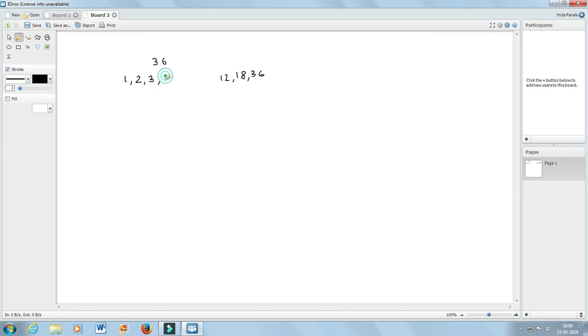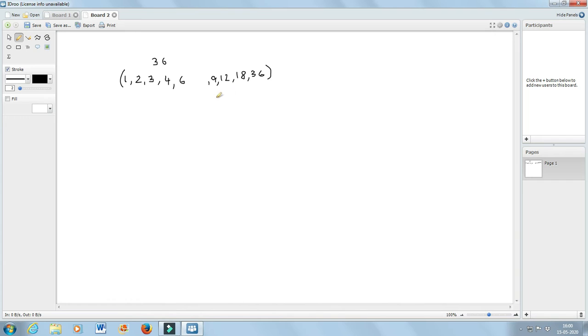Then I have 4, and I have 9 here, and 5 is not a factor of 36. 6 is a factor of 36, and 7, 8, they are not factors of 36. So I get the full set of factors of 36.